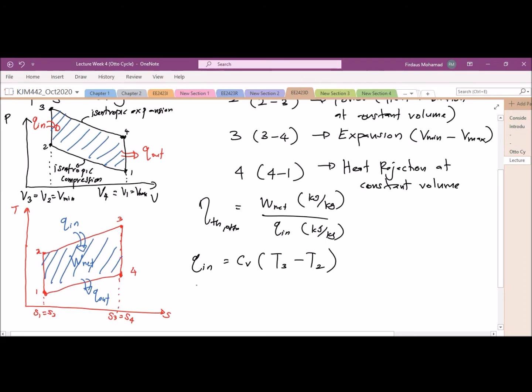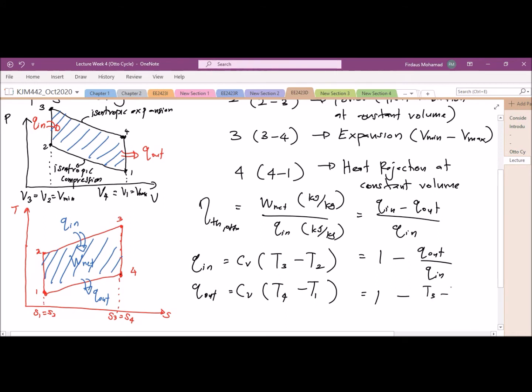And then Q out is also referred to as heat rejection at constant volume. Okay, so you can write Cv from which temperature? Temperature 4 to temperature 1. So Q out equals Cv (T4 minus T1). Okay, so now the net work, the area under the curve, is also equal to Q in minus Q out divided by Q in, or 1 minus Q out over Q in, or equal to 1 minus (T4 minus T1) over (T3 minus T2).